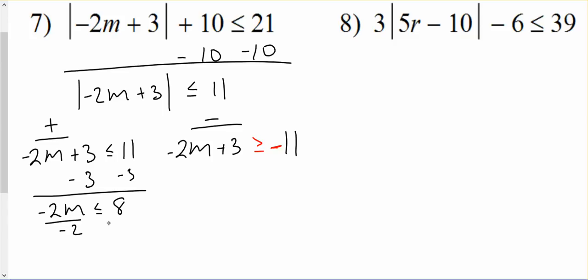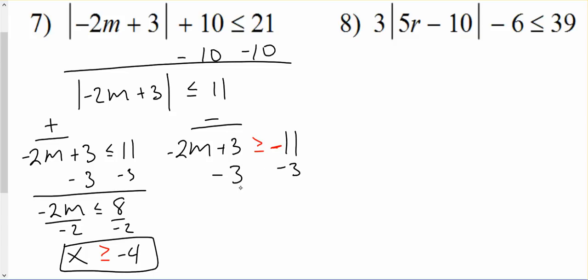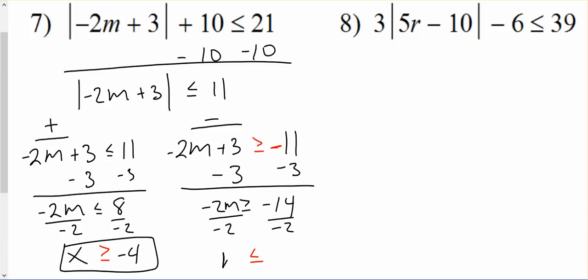When we divide by a negative, what do we need to do to the inequality symbol? We need to reverse the inequality symbol. And that makes negative 4. So our steps should be the exact same. What's negative 11 minus 3? That makes negative 14. When we divide by a negative, we need to remember to reverse the inequality symbol. And we get less than 7.